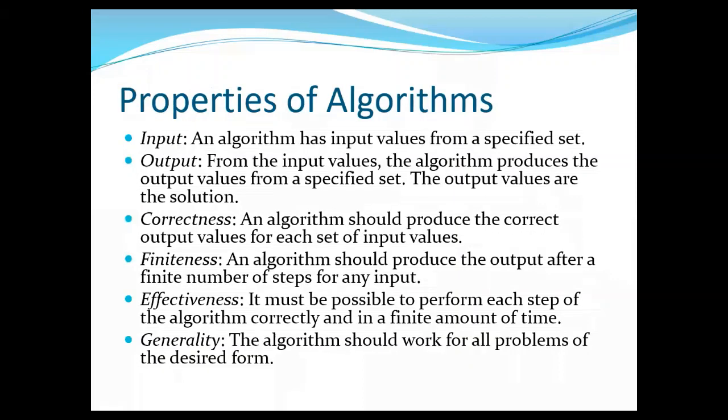These are some of the properties of an algorithm. It should accept input, give us a result as an output, and should be correct. The procedure should be correct, and the number of steps should be finite. The process should be based on a specific time frame, and it could be implemented on different problems or problems of the same kind.